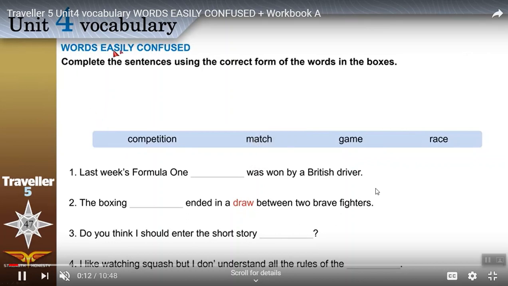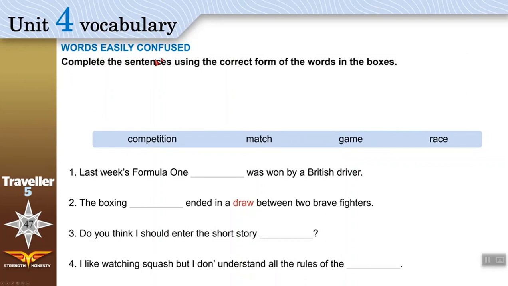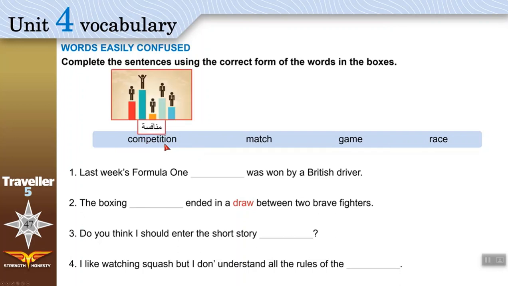So if you look at this exercise, we are going to complete the sentences using the words given at the top. We have 4 words. If you have a noun like match, you can say matches, or if you have a verb, you can add ing or use the past tenses. The first group of words: competition, match, game, and race. All of them are nouns, and all of them are related to sports.